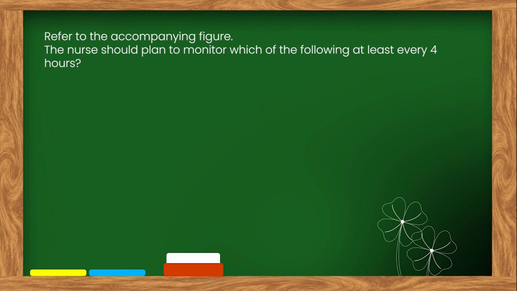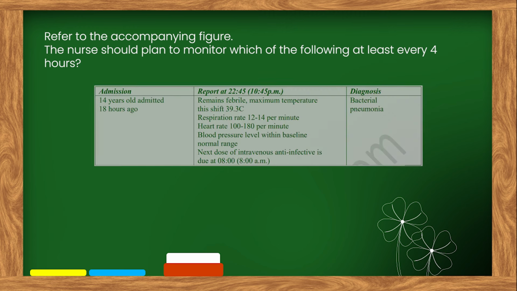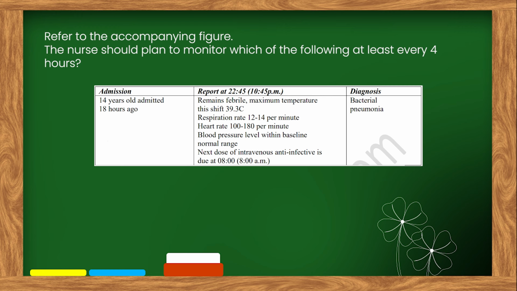Here is our next question. Refer to the accompanying figure. The nurse should plan to monitor which of the following at least every 4 hours. Admission. 14 years old admitted 18 hours ago. Report at 22:45, 10:45 p.m. Remains febrile. Maximum temperature this shift 39.3 C.